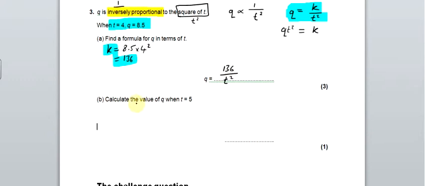And now the second part says calculate the value of Q when T equals 5. So I'm going to use my formula. So Q equals 136 divided by 5 squared. So 136 divided by 5 squared is 5.44.